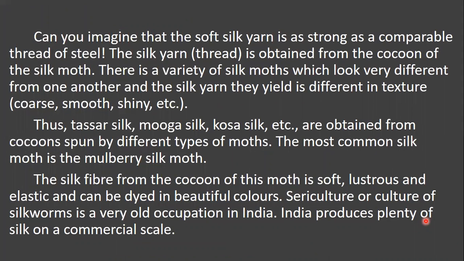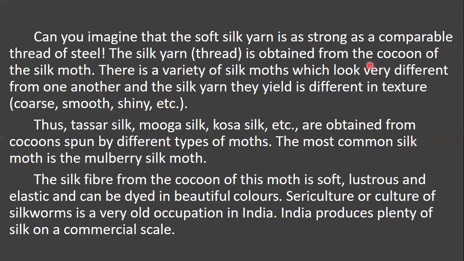See children, can you imagine that the soft silk yarn is as strong as a comparable thread of steel? The soft silk thread is as strong as a comparable thread of steel. The silk yarn, which means the silk thread, is obtained from the cocoon of a silk moth, and there is a variety of silk moths which look very different from one another, and the silk yarn they yield is different in texture, that is coarse, hard, smooth, shiny, etc.